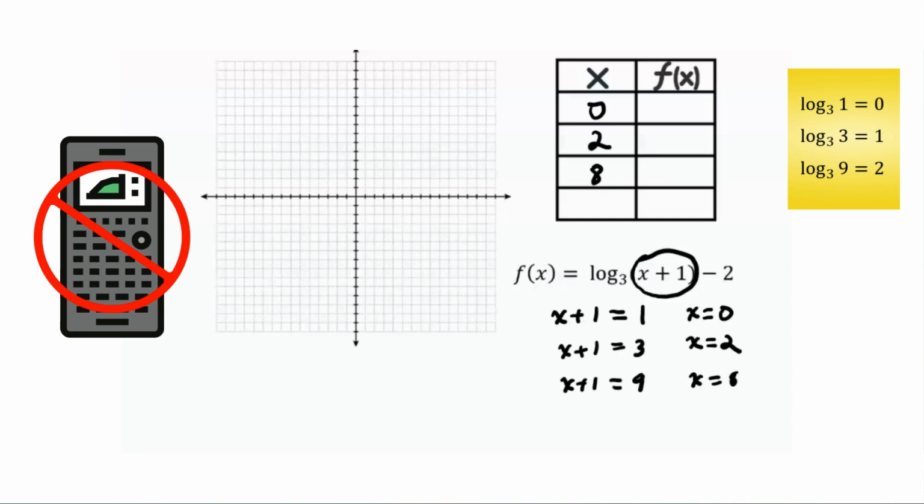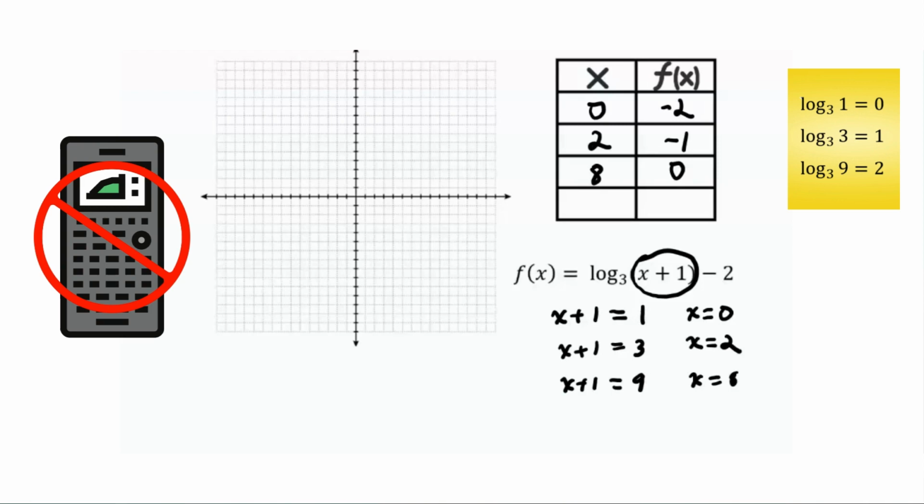So what happens when we plug in 0? Well, we get log base 3 of 1, which is 0, minus 2, so f of x would be negative 2. When we plug in 2, we get log base 3, which is 1. 1 minus 2 is negative 1. When we plug in 8, we get log base 9, which is 2. 2 minus 2 is 0. So those are 3 points that we can use.